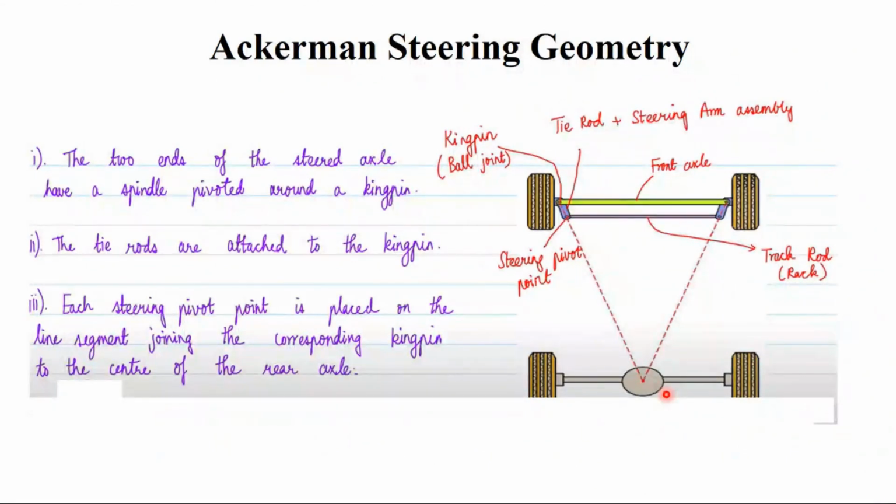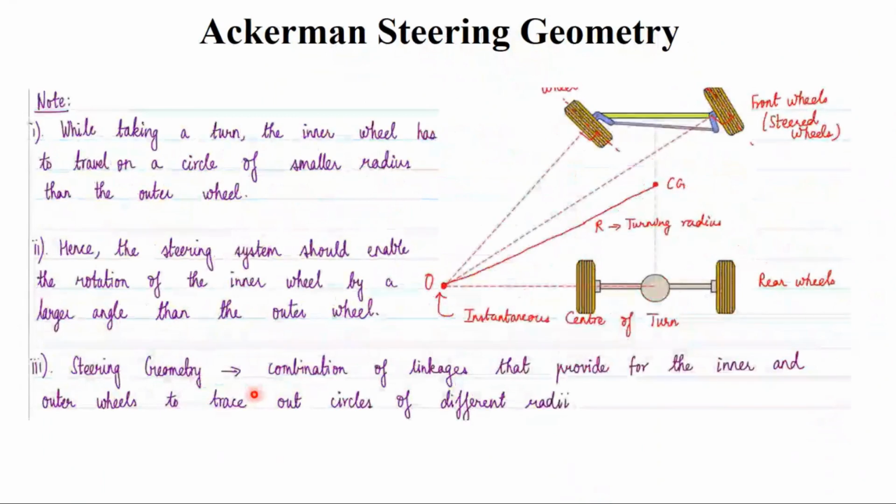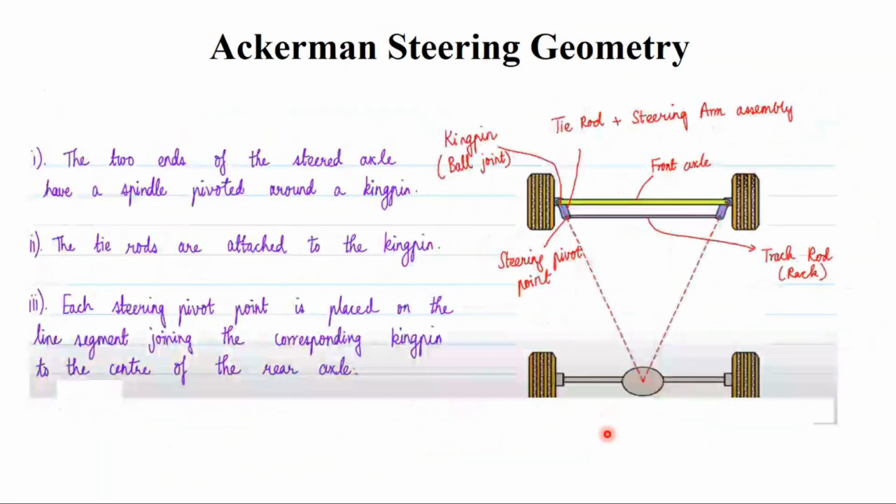And so as I said, you have the different linkages: front axle, track rod, tie rod plus steering arm assembly, and kingpin. All these form linkages. So that's why I mentioned that this steering geometry is defined with the help of the combination of linkages, which is provided from the inner end and then the outer end to trace the different circuit radius.